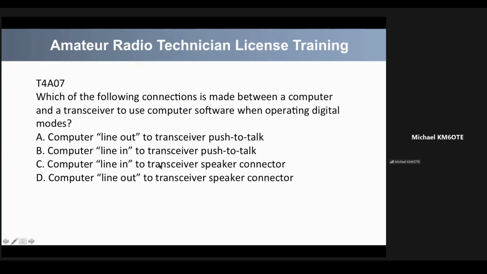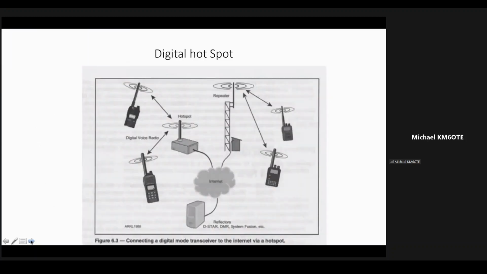So the transceiver speaker is the audio out. The computer line in is the audio in. So it's got to be C. It doesn't make any sense that the computer line out and the transceiver line out would be connected. So the answer should be C. And the thing to remember about these connections is it's all done with audio. So the only two that have to do with audio here are C and D, and C is the only one that makes sense.